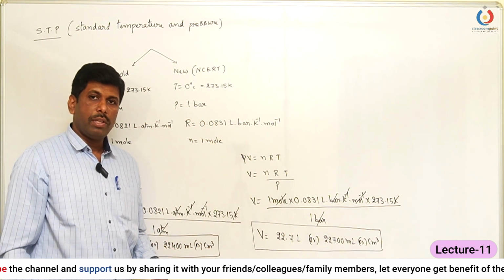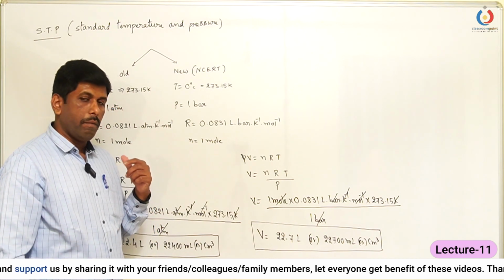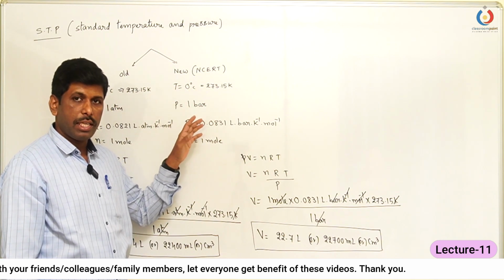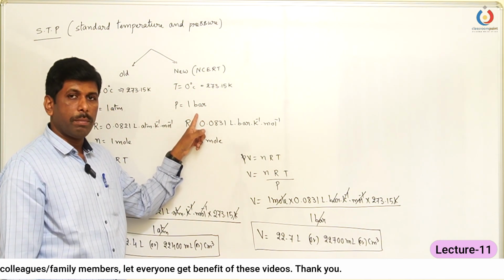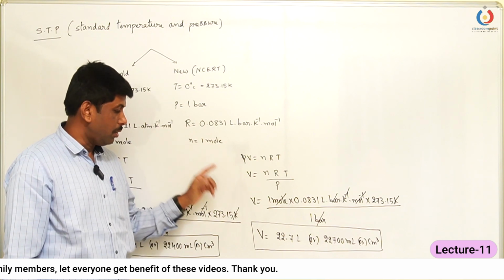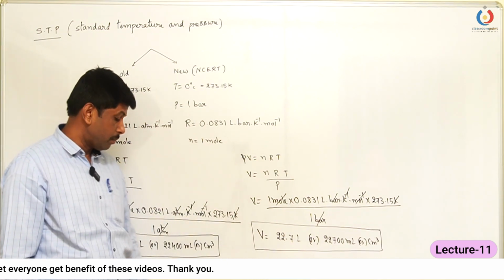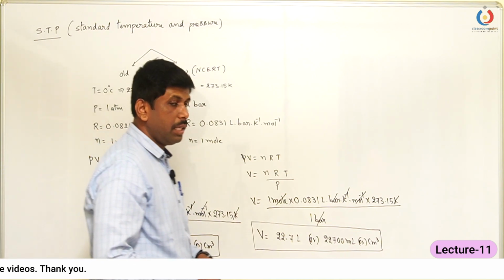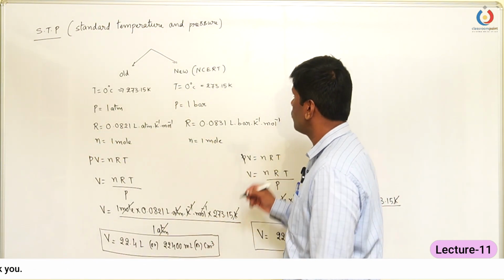So whenever we are solving questions using the NCERT conventions in the NEET examinations, we must follow the 1 bar conditions. So we have to take the volume as 22.7 liters, not 22.4 liters. Now let us see the NTP conditions also.